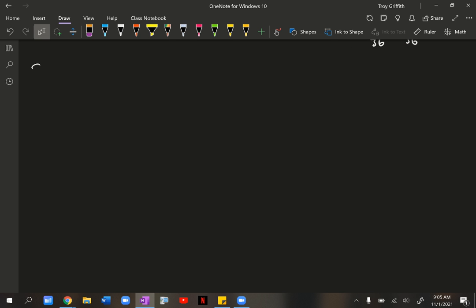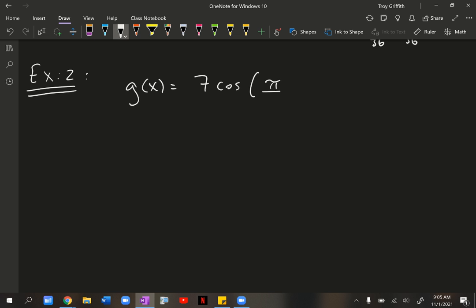Let's see what we can do with this one. I'll make the numbers a little bit nicer on this example. So let's go g of x equals 7 times the cosine of pi over 50 x plus pi over 25, minus 3. Okay. Now, one thing I want us to notice on this, if we think about a normal cosine graph, in the standard form, here's what the standard form would look like.